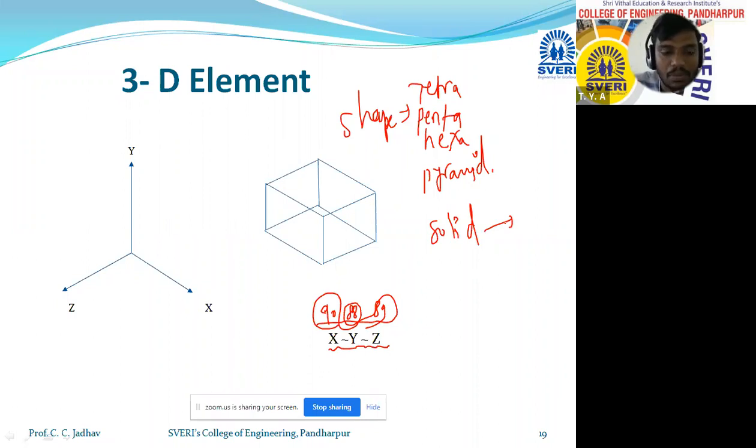And what are the practical applications? Transmission casings, engine block, and crankshaft are examples of three-dimensional elements.